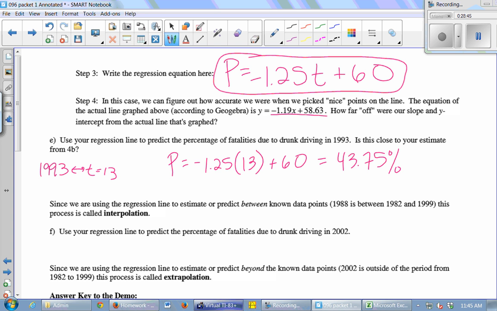We had estimated from the graph that it was about 42%. But it turns out if you use the equation, you get 43.75%. So this is pretty close to our 42% in part 4B. A little more accurate now than just eyeballing it from the graph.